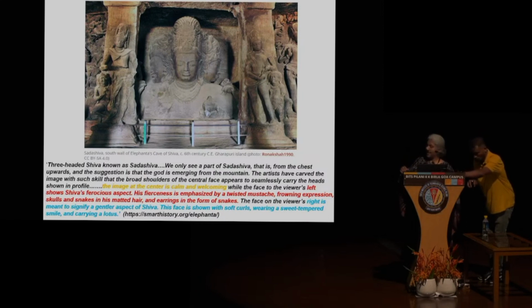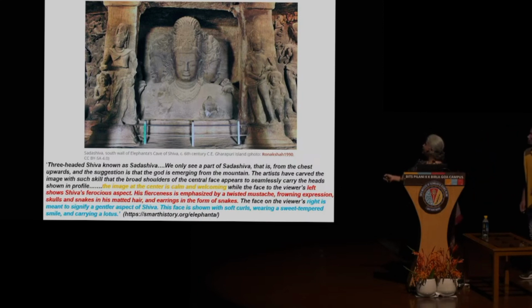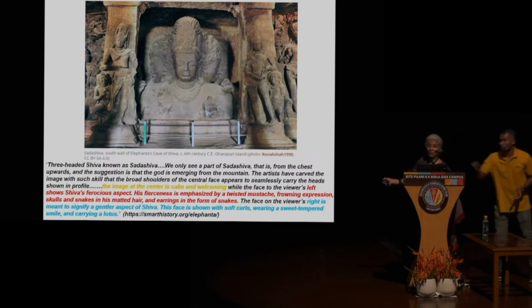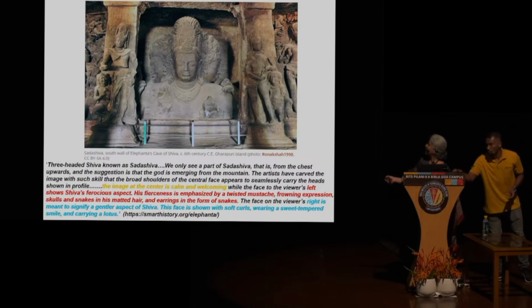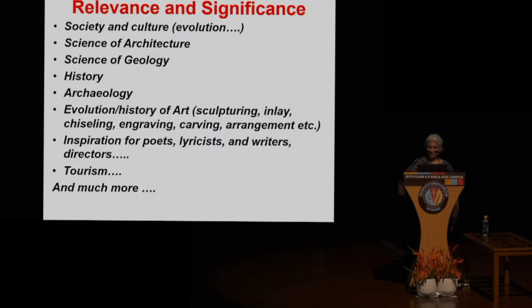The face on the viewer's right, meant to signify a gentler aspect of Shiva, is shown with soft curls, wearing a sweet-tempered smile and carrying a lotus. So this was towards the left, which shows an angered face, and towards the right, with the lotus in the hand, shows a pleasant face. And in the center, he is very composed. So the interpretations are extremely important, which are again sculptured in the stone.